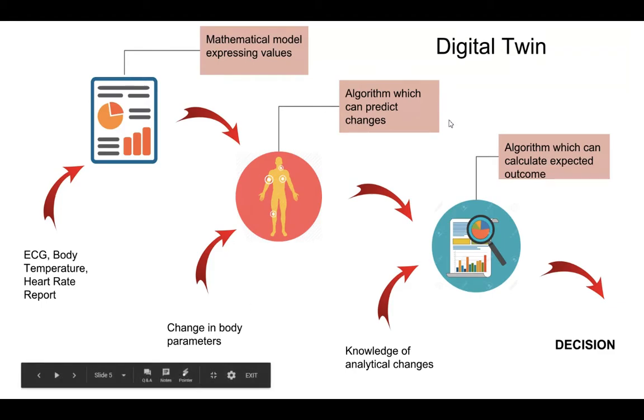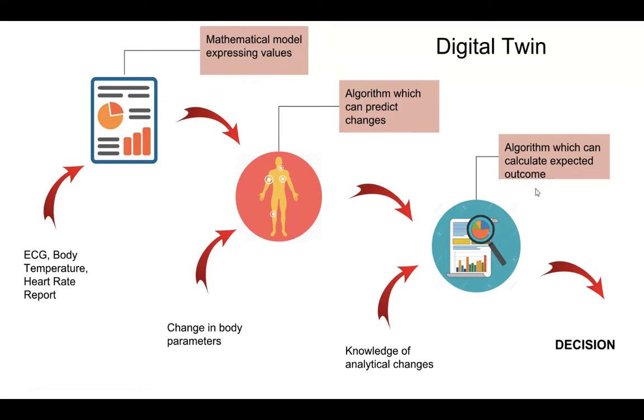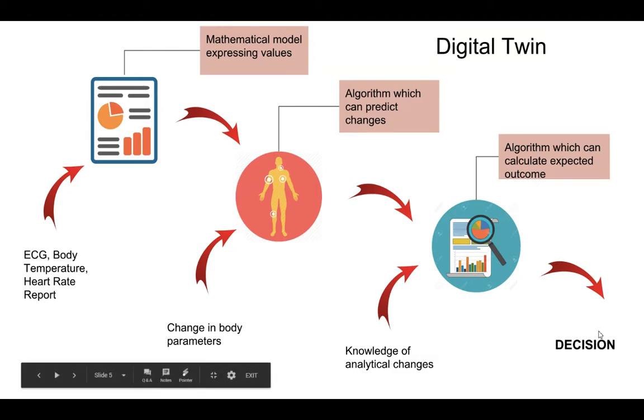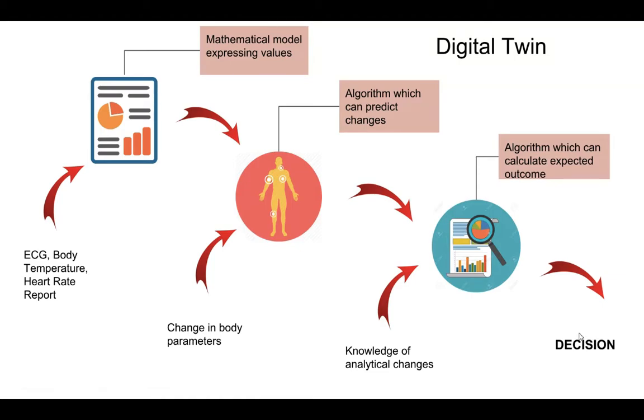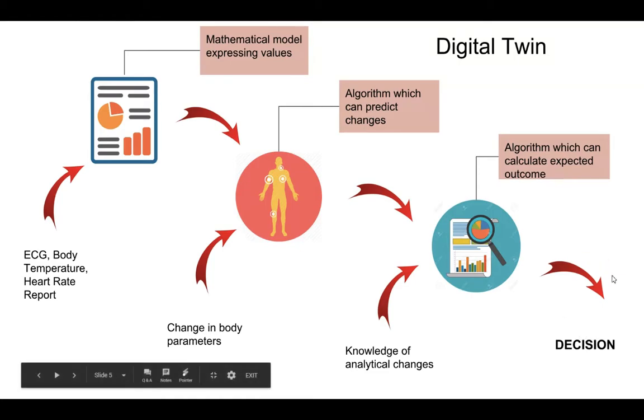Once these algorithms are applied to predict changes, they can be used for the knowledge of analytical changes. They can be used to calculate expected outcomes. Once the expected outcome is generated, a final decision is taken. The monitoring of the patient's body through the sensors will be reflected in its twin. Any sort of issues and the state of the human will be predicted here. In this way, the decision will be taken.